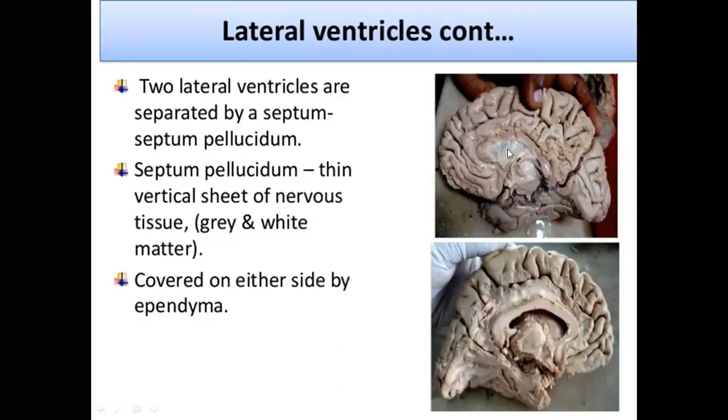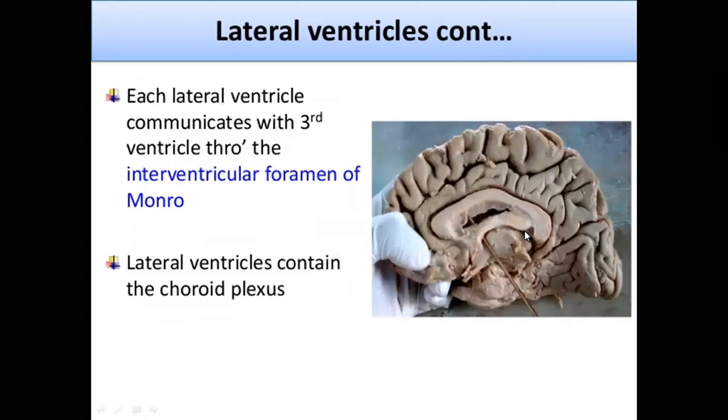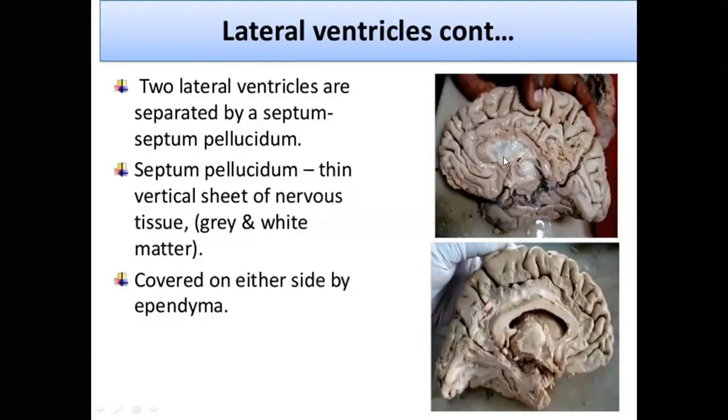Now, if you can make out this one, this is the septum pellucidum. It forms the medial boundary or medial wall of the lateral ventricle. This is the roof, the corpus callosum, which we have studied. So both lateral ventricles are separated from each other by the septum pellucidum. Septum pellucidum is a thin sheet of white matter that is attached above to the under surface of the corpus callosum and below to the fornix, which is a bundle of fibers. So this is the septum pellucidum that separates the two lateral ventricles.